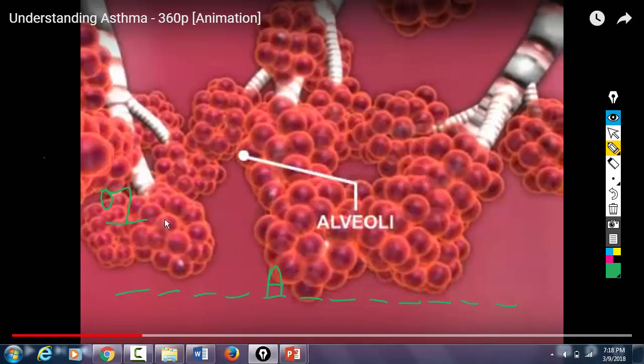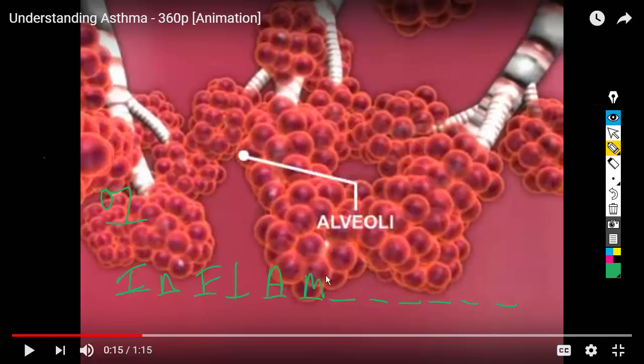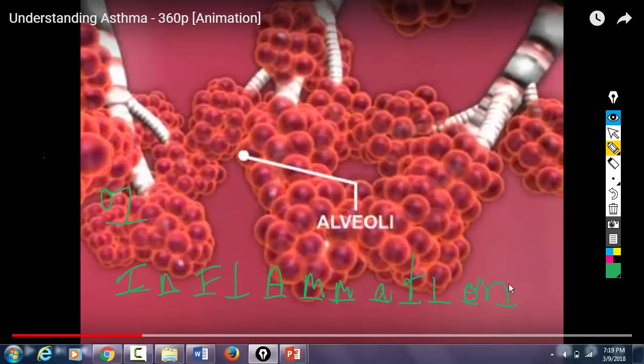Inflammation. The job of the immune system is to produce inflammation. Inflammation protects you. We said protect. You didn't say. That's how it protects you. Inflammation.